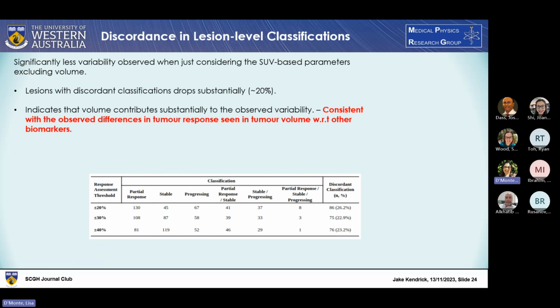Now, we decided to just exclude volume and only look at the SUV-based measurements in exactly the same analysis I was just describing. In this case, we can see that the discordance actually drops quite drastically. So it drops to between 23 to 26%, which is still substantial. You know, if you think about a clinical practice scenario where 23% of your lesions could potentially be classified differently if you just choose a different biomarker. But this indicates that volume contributes quite substantially, the volume metric, to the observed classification heterogeneity at the lesion level.